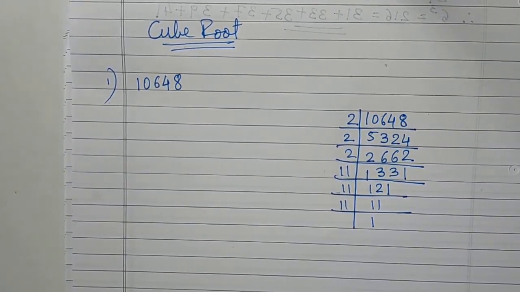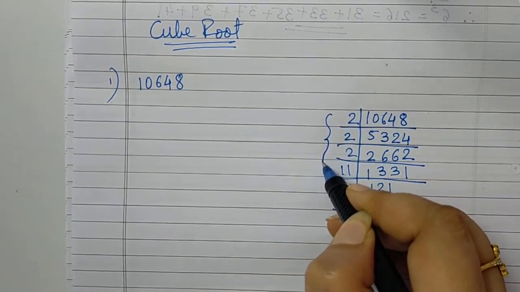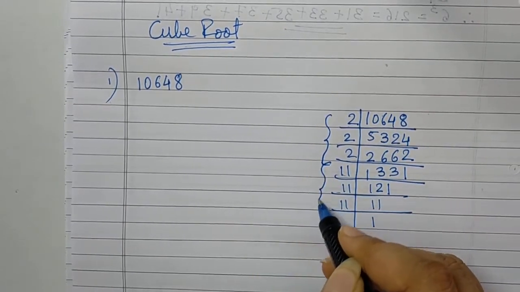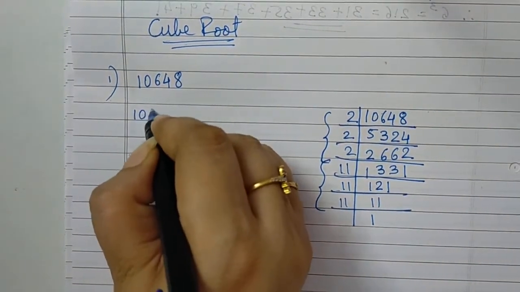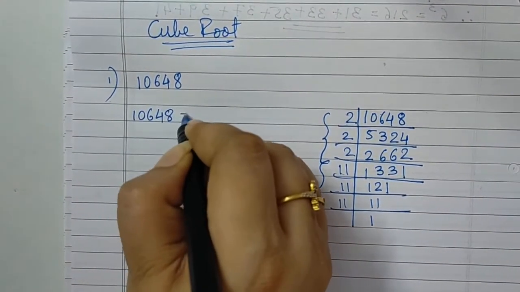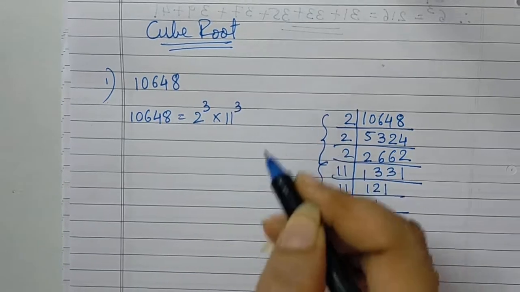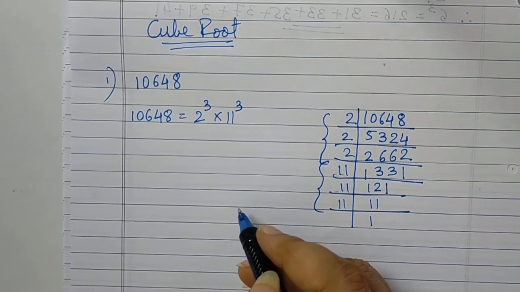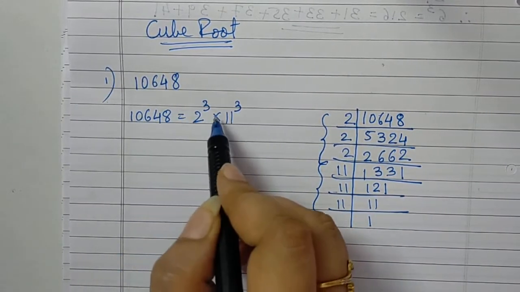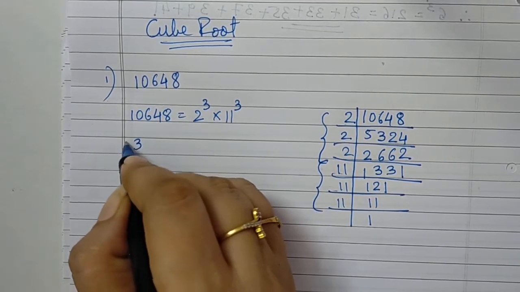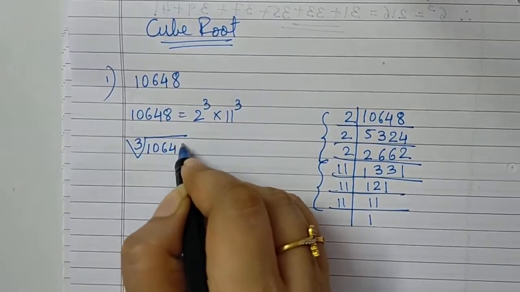Now here we are going to make groups of triplets. We have to form triplets. So here we have 3 times 2 and 3 times 11. We got the triplet. This means that 10,648 is equal to 2 cube multiplied by 11 cube. Now we are supposed to find the cube root of 10,648. So we will be adding the cube root sign on both the sides, that is LHS and RHS. So cube root is written in this manner.